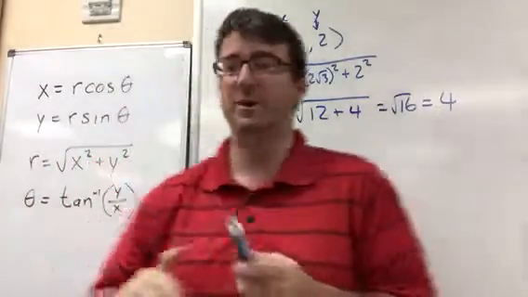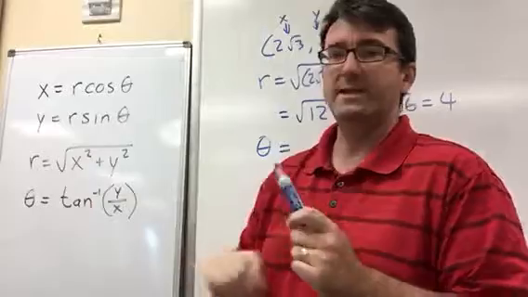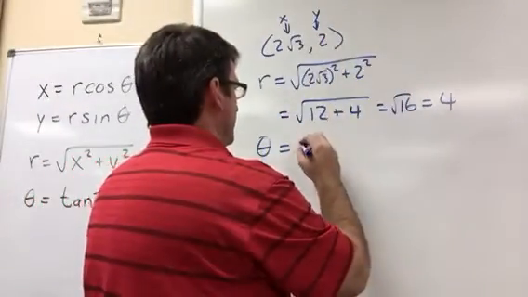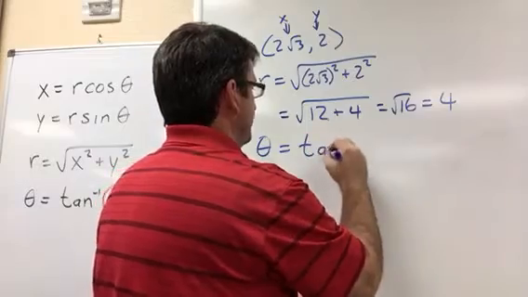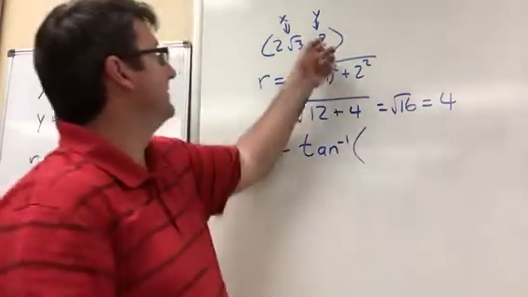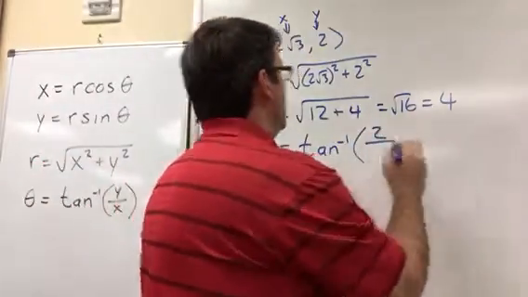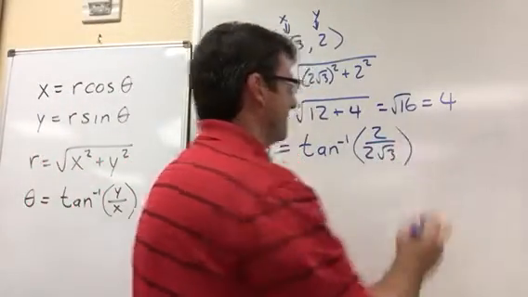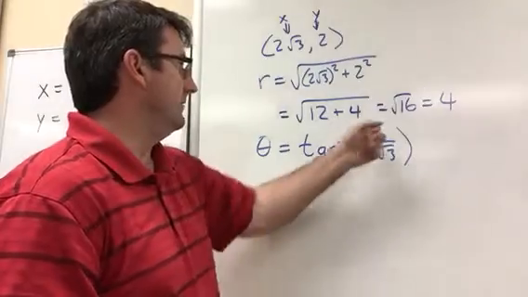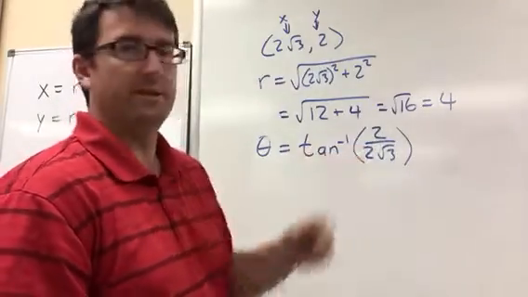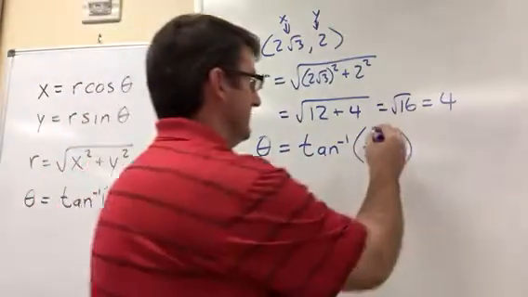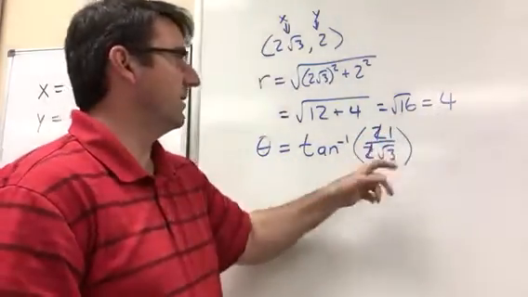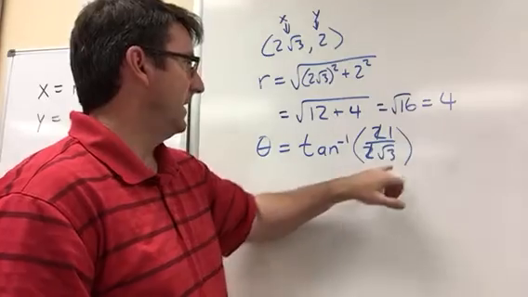All right, so next is theta. Theta is equal to the inverse tangent of y over x. So this is going to be equal to the inverse tangent of y, which is 2, divided by x, which is 2 square root of 3. Now notice that we've got a 2 in the numerator and the denominator, so those will just divide to 1. So we get 1 over square root of 3.